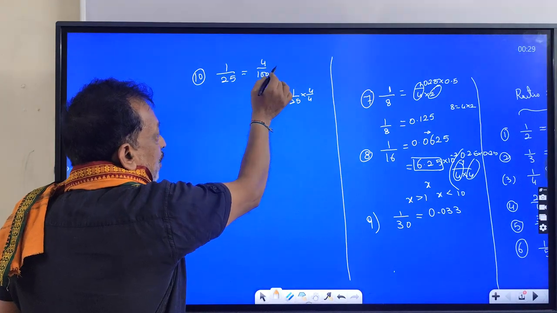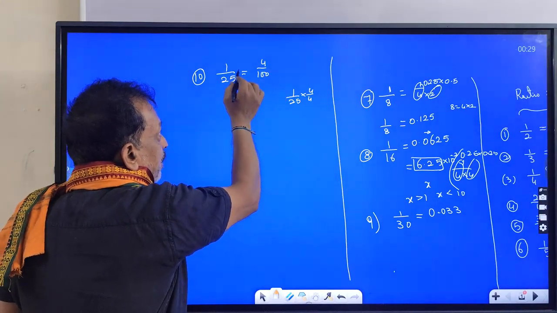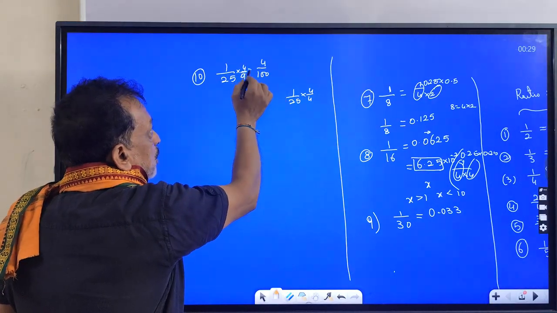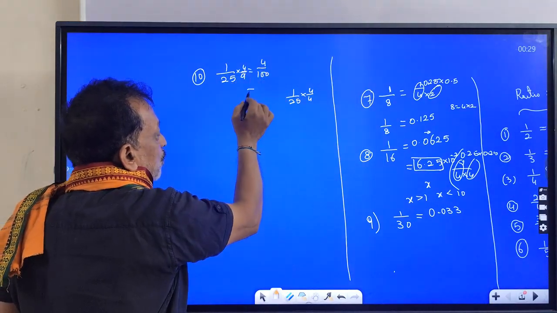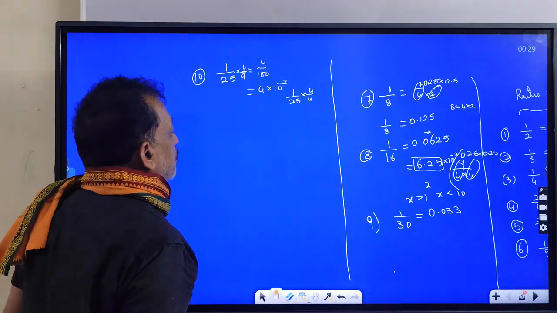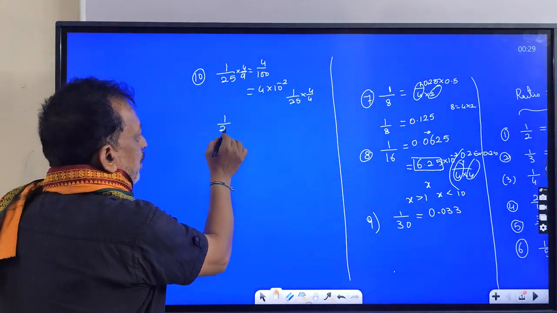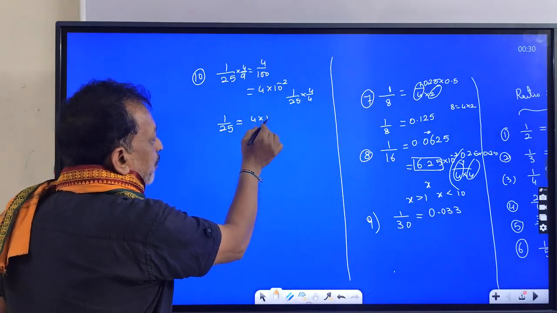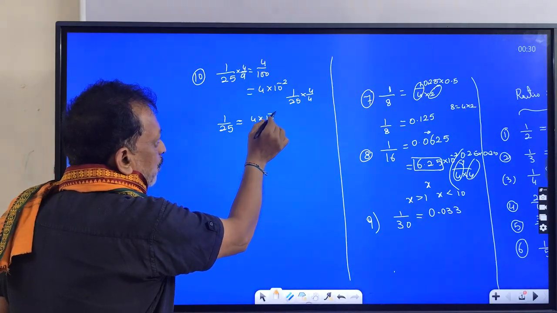So I'll write it directly. I'm giving the value: multiply and divide with 4, then that is equal to 4 by 100, which is equal to 4 into 10 to the power of minus 2. That means 1 by 25 is equal to 4 into 10 to the power of minus 2. If you know this immediately, your calculation will be very quick and easy while doing the problems.